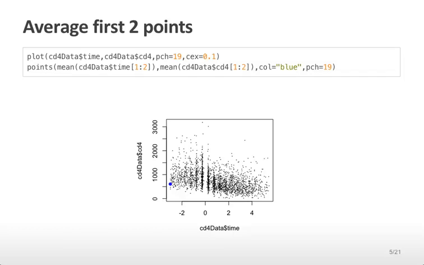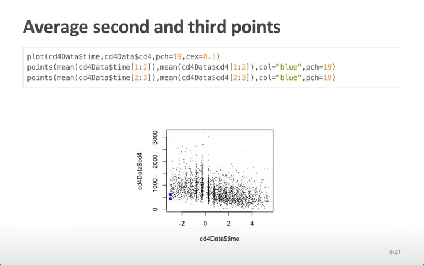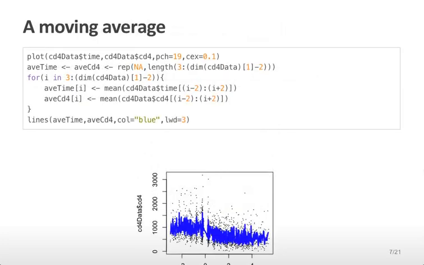Another idea is that we could fit what's called a running average. We could take the first two data points, take their average, and plot it versus the average time point of the first two time points. We can do the same thing for the second by averaging the second and third time points and averaging the second and third values of CD4, and we get a second value like this. If we continue to do this, averaging every 2 points, overlapping by 1 each time, we get a plot that looks something like this.